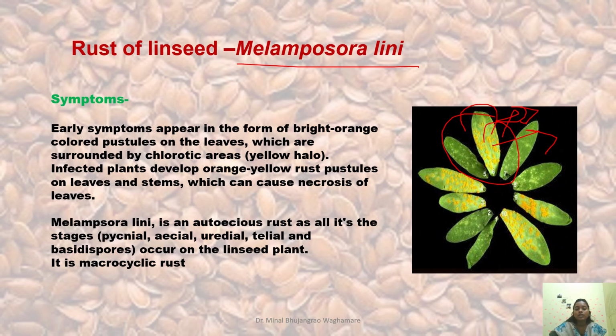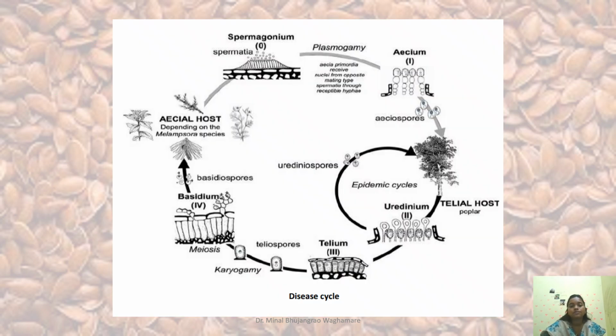Melampsora lini is autoecious because it completes all 5 spore stages on the same host, that is linseed, not depending on any alternate or collateral host. These spore stages show a macrocyclic rust because all 5 spore stages are present, that is pycniospore, aeciospore, urediniospore, teliospore and basidiospore. That's why it is a macrocyclic rust.